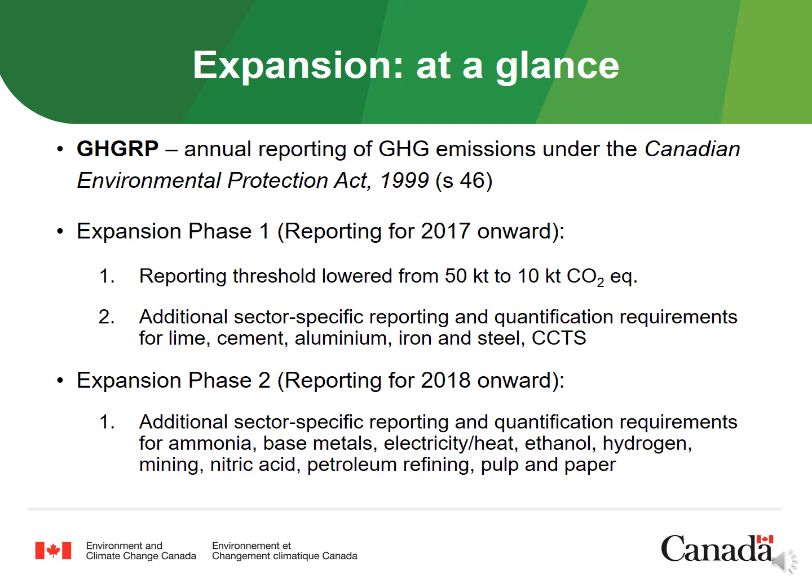In 2018, we implemented Phase 2 of the expansion. Similarly, there are additional requirements by sector. Specifically, this includes ammonia, base metal, electricity and heat, ethanol, hydrogen, mining, nitric acid, petroleum refining, and pulp and paper sectors. For 2019, while some small adjustments have been made, this year continues the same requirements from the first two phases of the expansion.